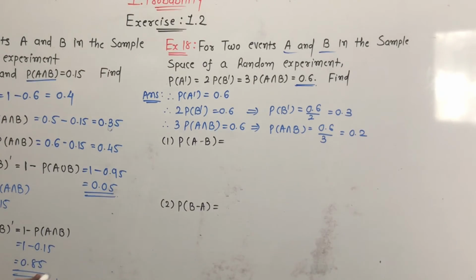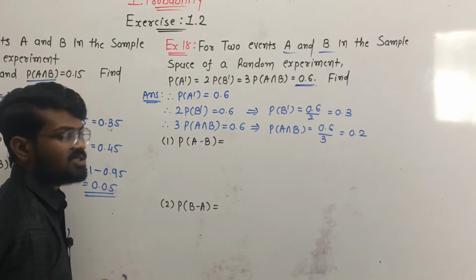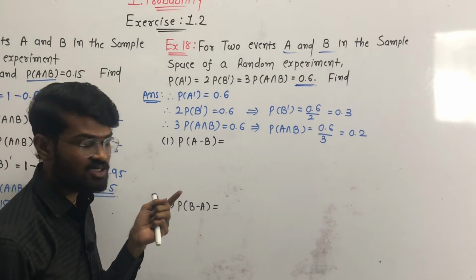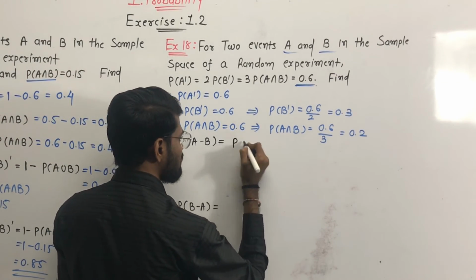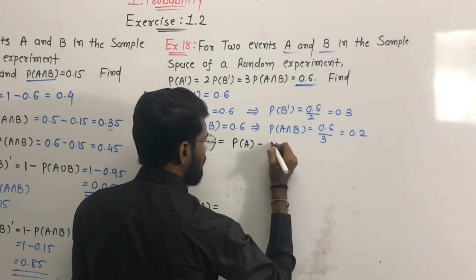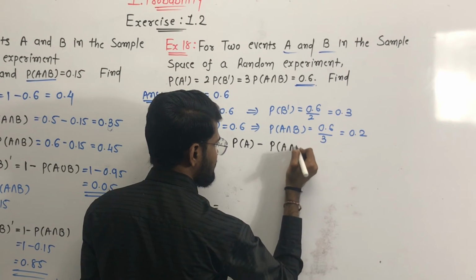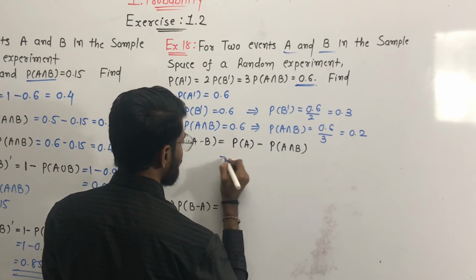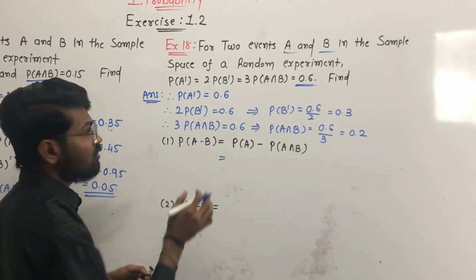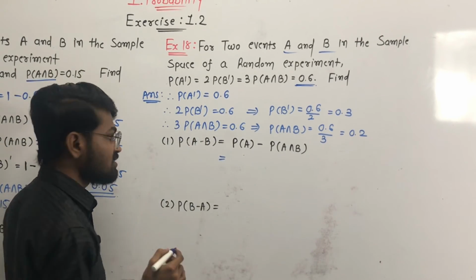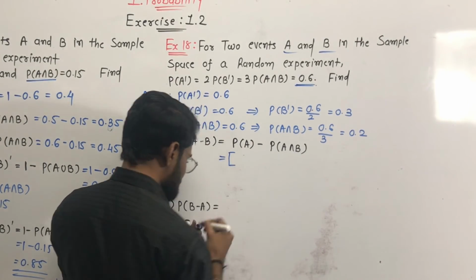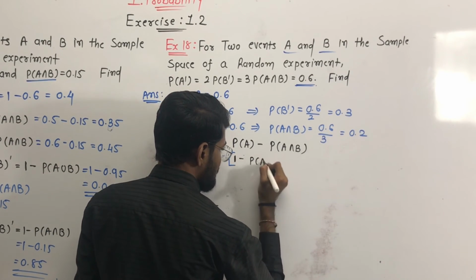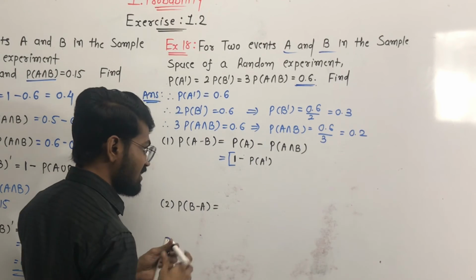Okay. Now the first question is to find the P of A minus B. What is the equation for the P of A minus B? P of A minus B is equal to P of A minus P of A intersection B. Clear? Okay. So we put the value. We don't know P of A, but we know the P of A dash. Yes, so P of A is equal to 1 minus P of A dash.